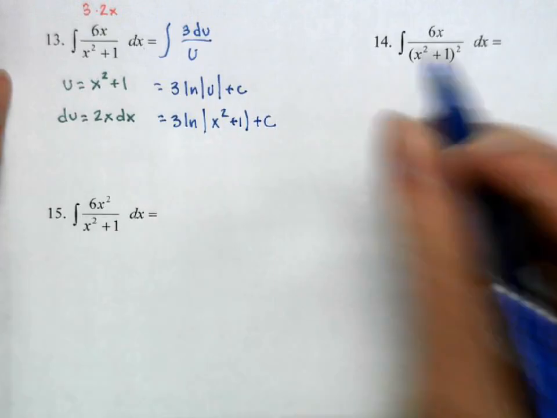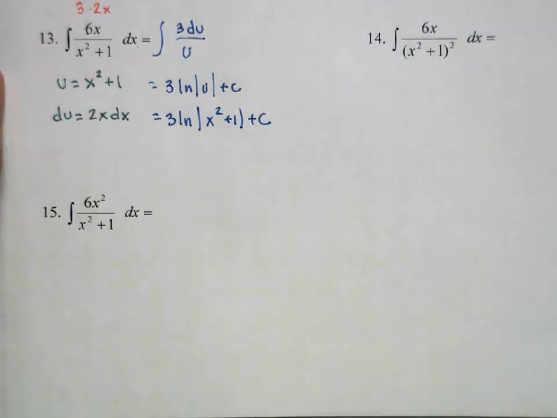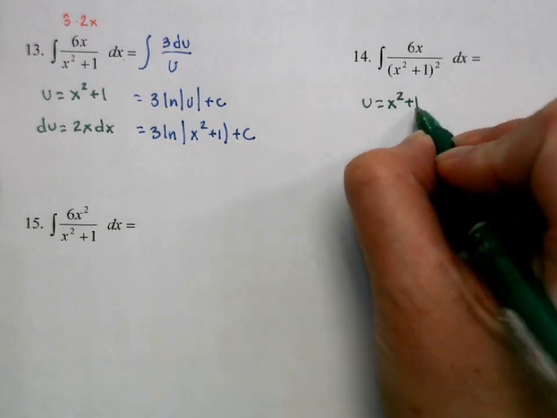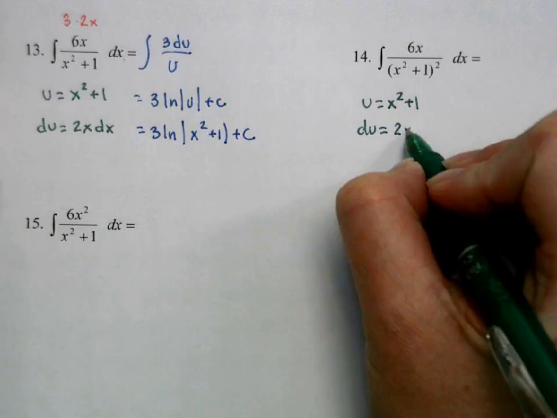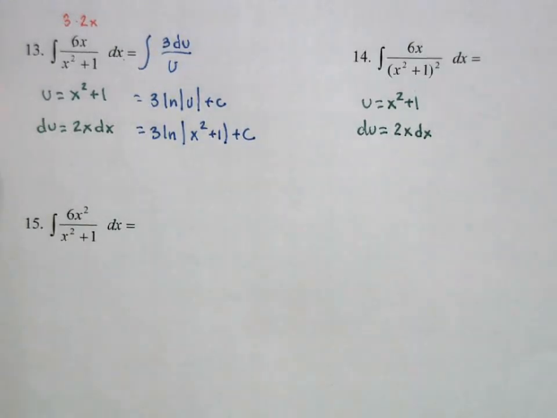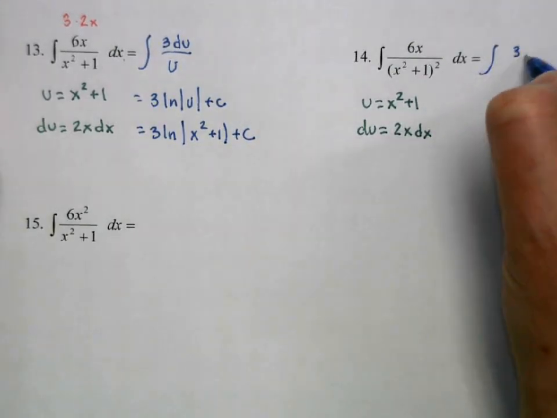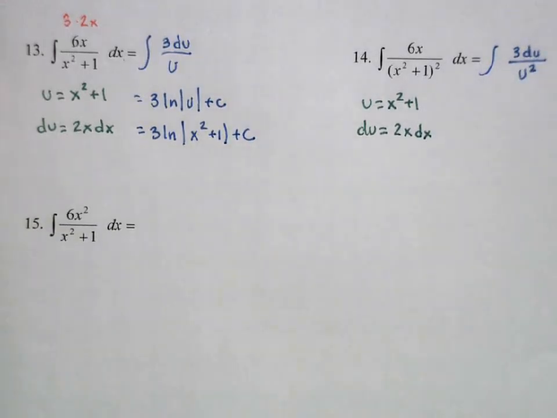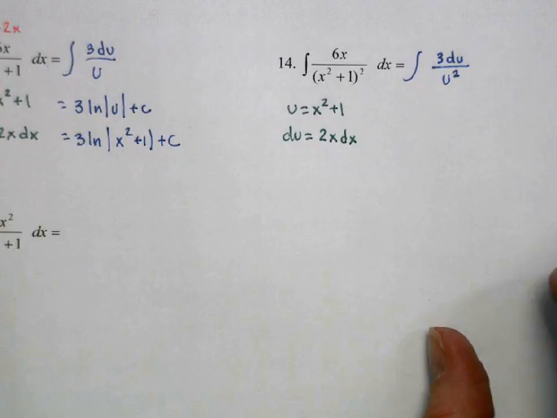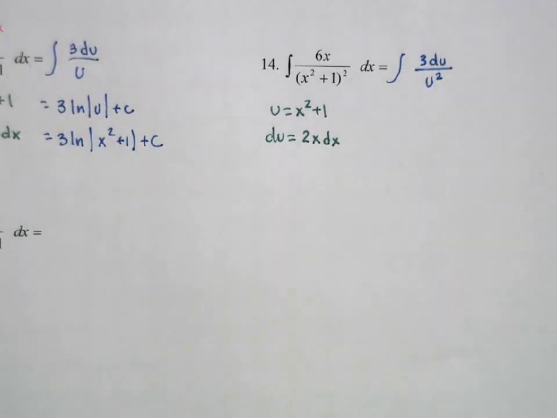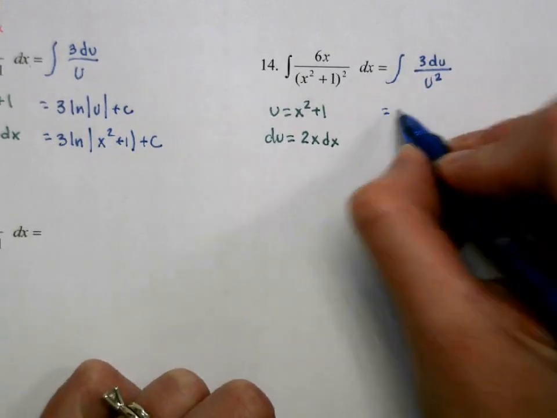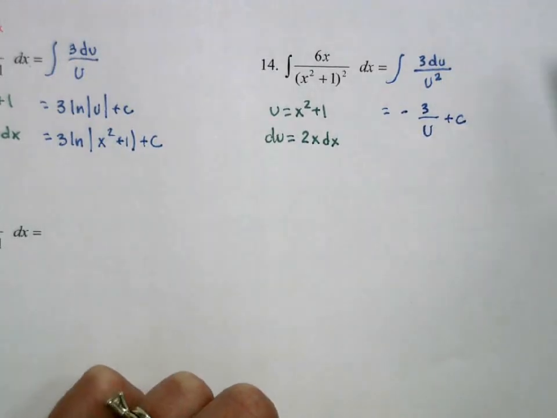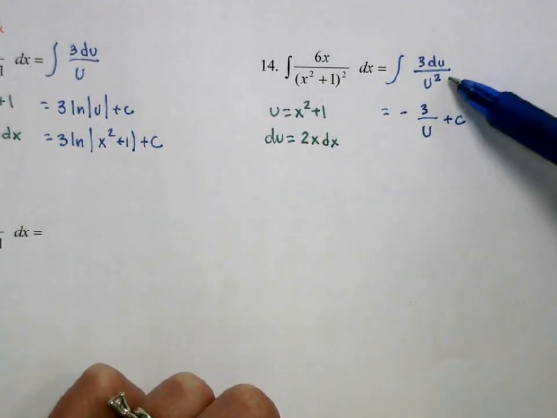Here I can do the same u substitution. So again, I'm going to let u equal x squared plus 1. Du is still 2x. So I'm going to get a 3 du over u squared. This is not natural log. So the derivative of 1 over x is negative 1 over x squared. So this antiderivative is going to be negative 3 over u. Now, if you don't recognize that, just turn this u into a -2 power, and then just do the power rule, and you'll get the same thing.